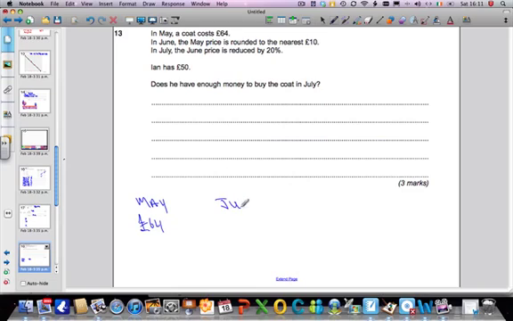What happened in June? It says in June, the May price is rounded to the nearest 10. So the May price was rounded to the nearest 10, which is going to be £60. So that's the June price. And then it says in July, the June price was reduced by 20%. So what's 20% of 60?